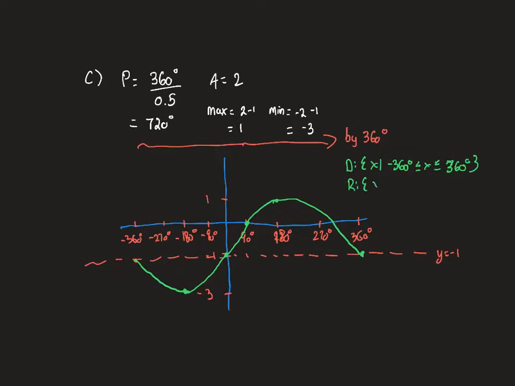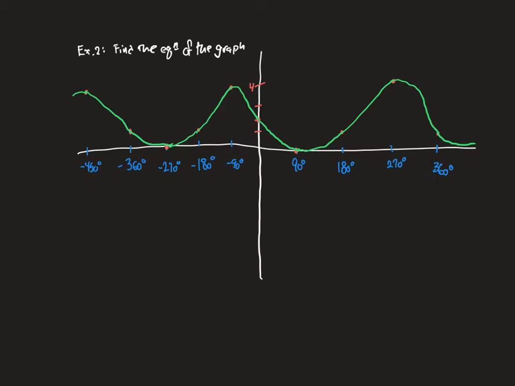Range, smallest, negative 3. Biggest, 1. And just like that, you're done now. Take a look at one more example, and this one we're going to be looking at how you would be finding it from a graph. All right, so let's take a look at the second example.